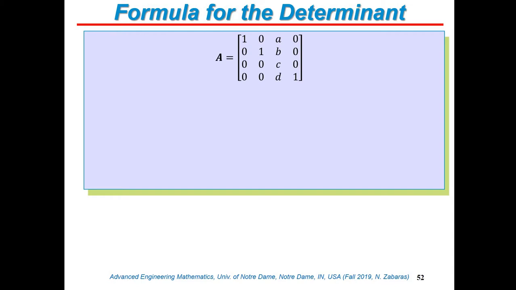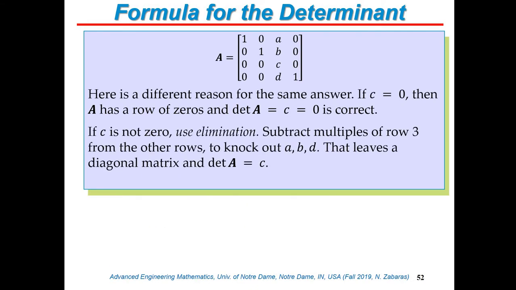Obviously, if you're going to do this elimination, we're assuming that C is not 0. If C is 0, we already know the answer: the determinant of this matrix is equal to 0, because you're going to have one row that is full of zeros. All right. So let me do another example.